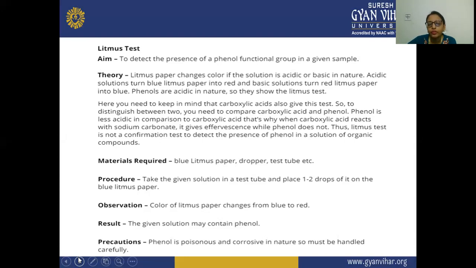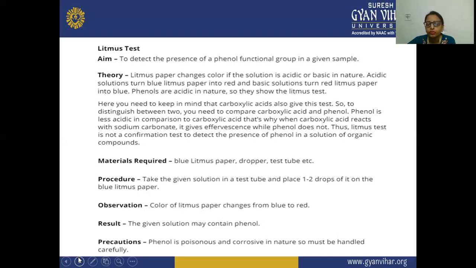So effervescence will be generated, and if we react phenol with sodium carbonate, because of its less acidic property, it will not show this test. Thus, the litmus test is not a confirmation test. We can't say that it is a confirmation test to detect phenol in a solution of an organic compound.